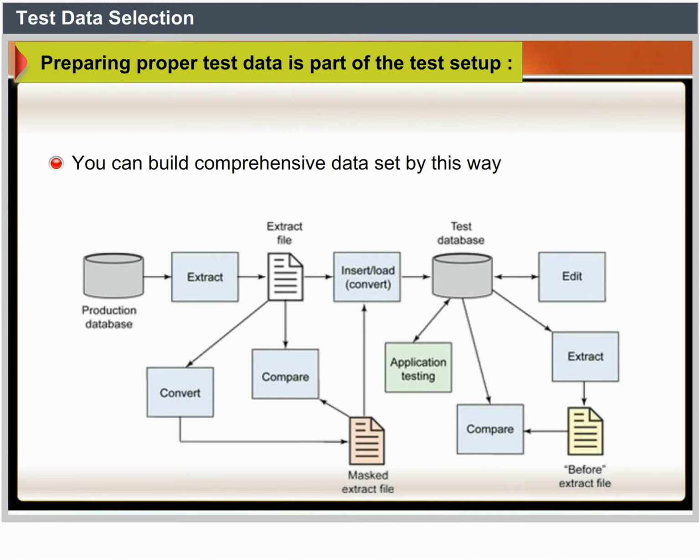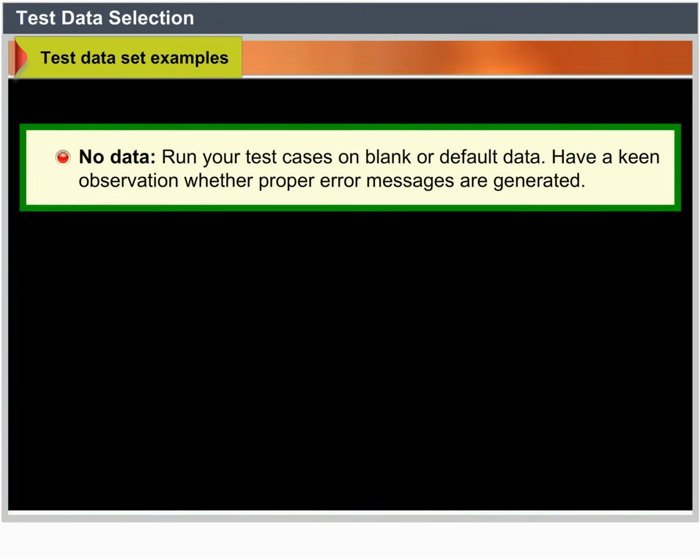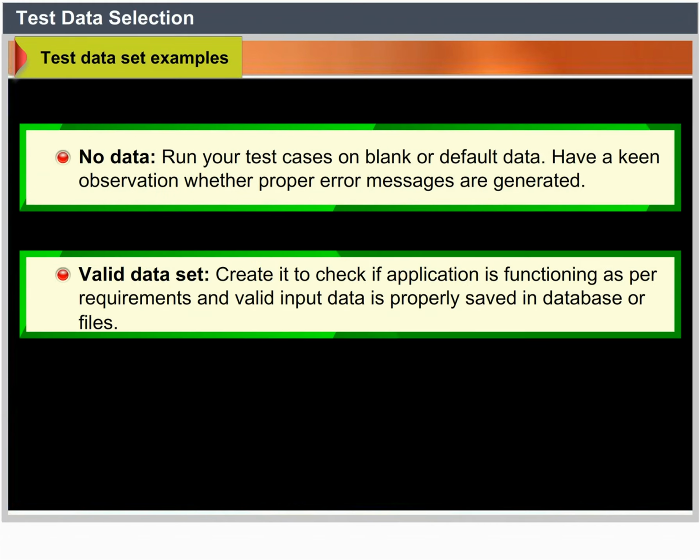Test data set examples. No data: run your test cases on blank or default data. See if proper error messages are generated. Valid data set: create it to check if the application is functioning as per requirements and valid input data is properly saved in the database or files.